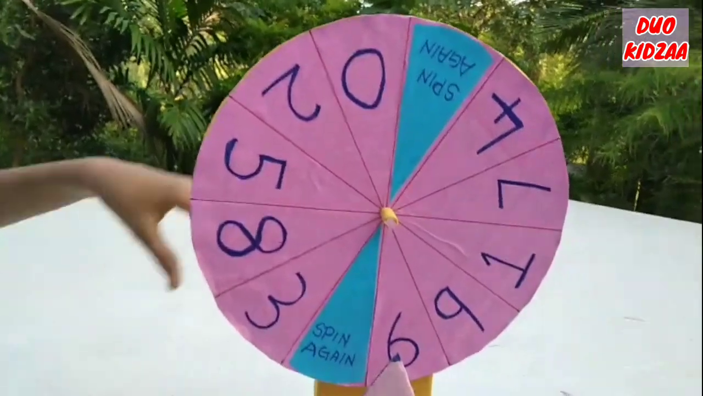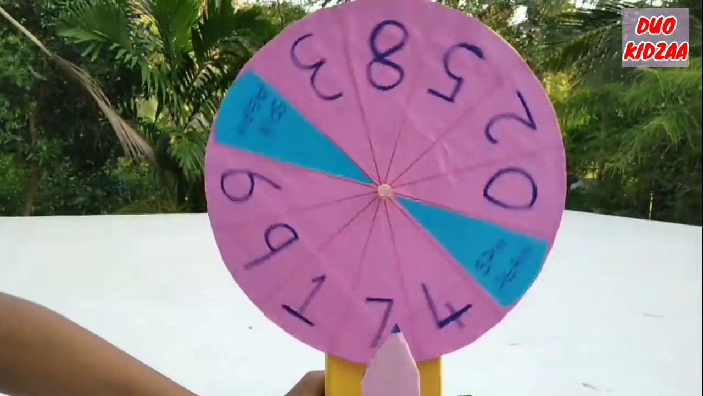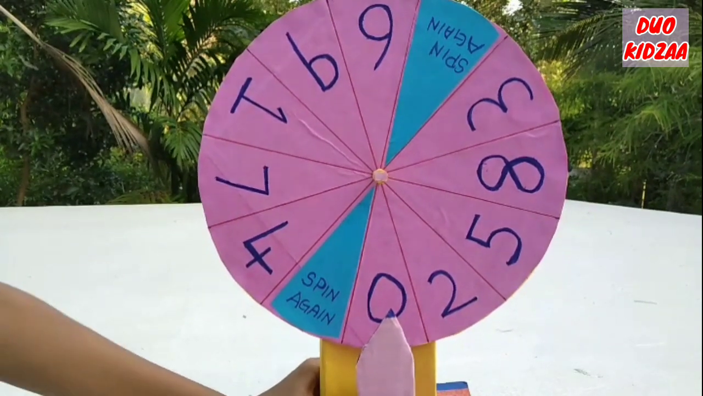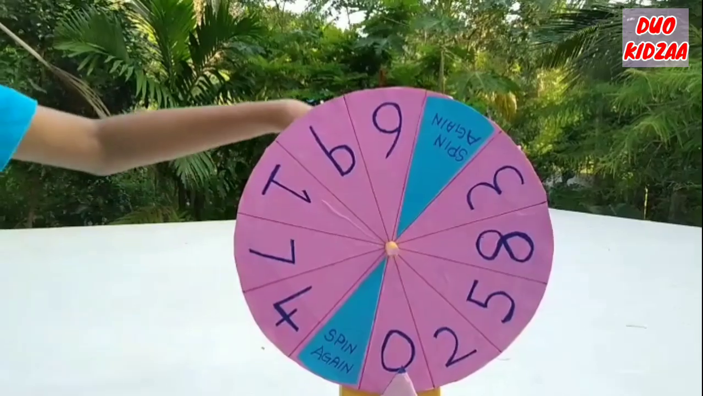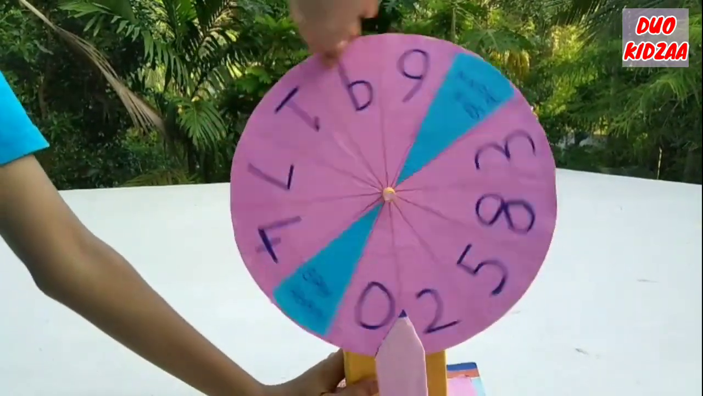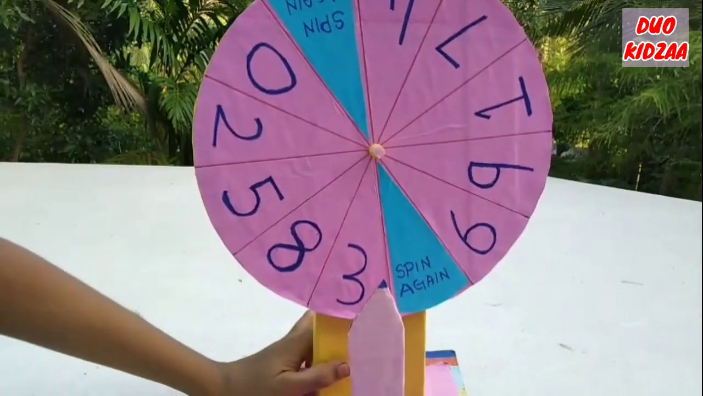Now let's spin the second spin. So it is number 0. Now let's spin the third spin. So it is number 3.